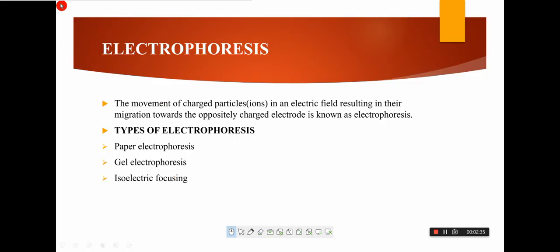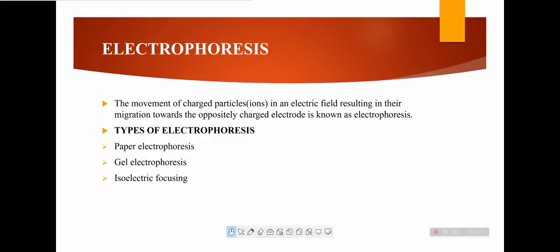In addition, I would like to tell you that the electrophoresis of positively charged particles or cations is sometimes called cataphoresis, while electrophoresis of negatively charged particles, or we can say anions, is sometimes called anaphoresis.